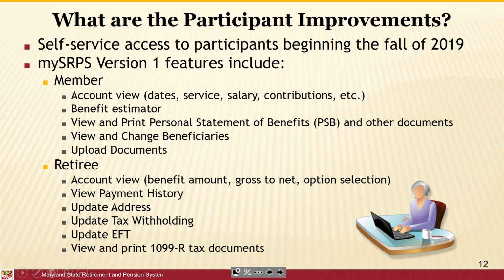View and print personal statement of benefits and other documents. We currently have the personal statement of benefits duplicate reprint site. We're going to be moving that into this new website, the mySRPS. View and change beneficiaries. So members will be able to view and change their beneficiaries online. And also upload documents to us through a secure method.